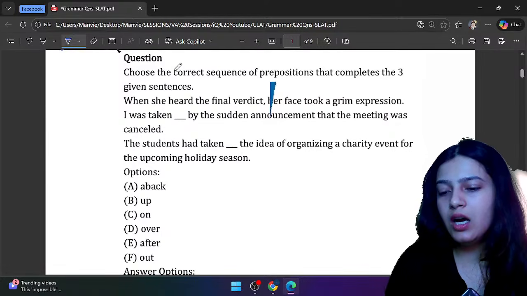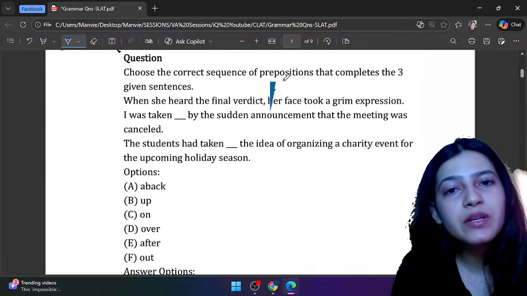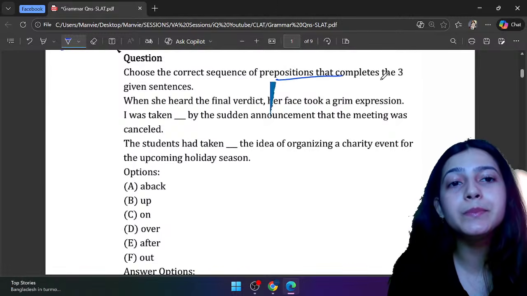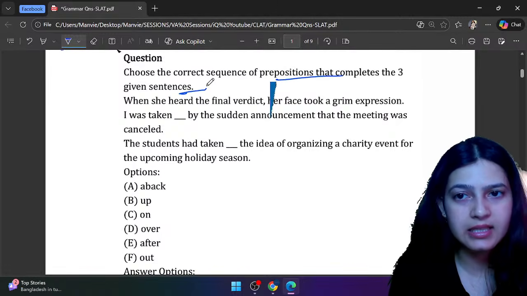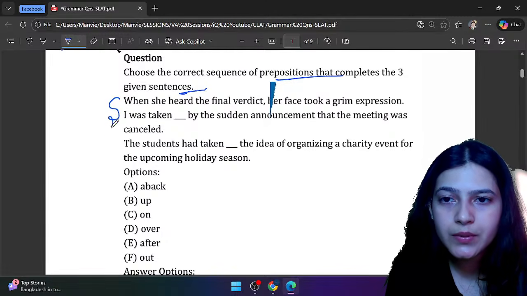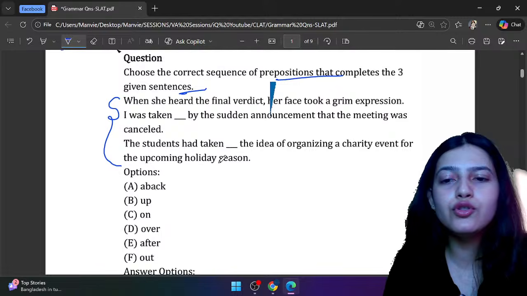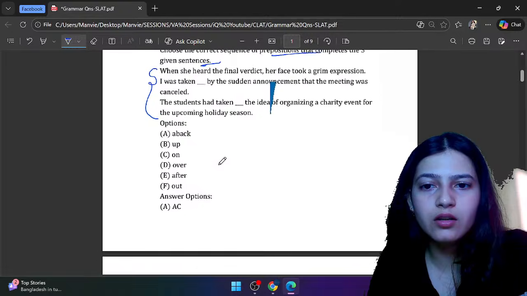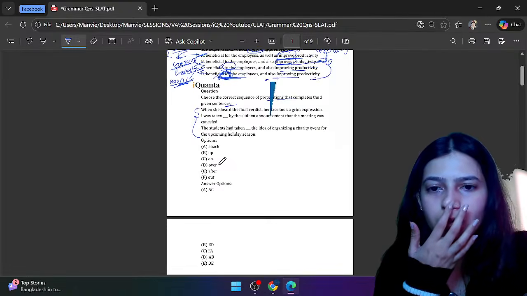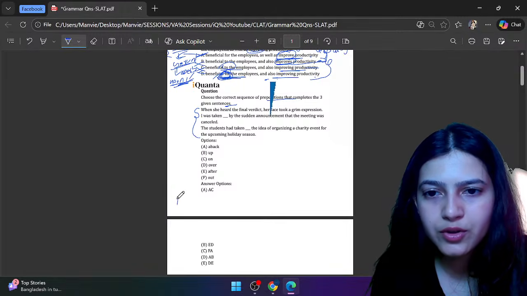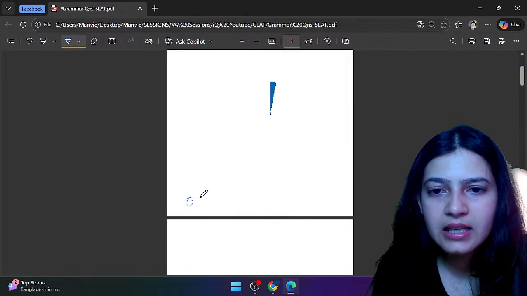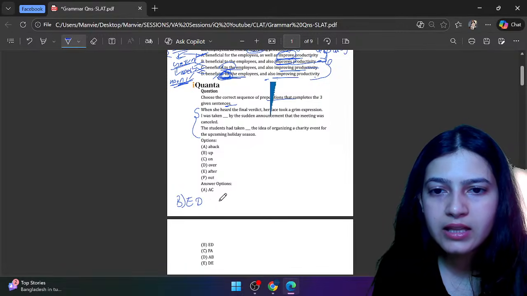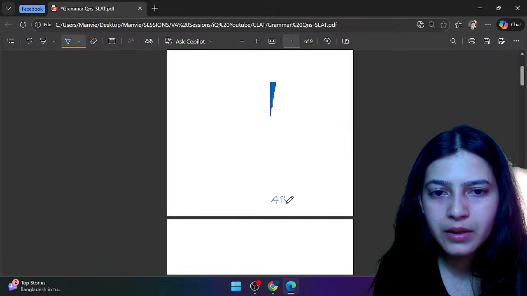Okay. Next question. Choose the correct sequence of prepositions that complete the 3 given sentences. So here are the 3 given sentences and you have to choose the correct answer here. थोड़ा सा alignment problem हो गया है, but I will give you options. I'll write them here. B is ED and then C is FA and then D is AB.